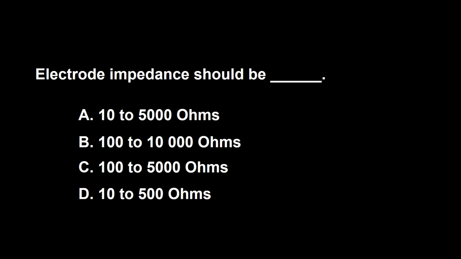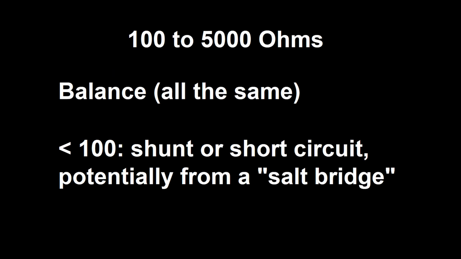The next question is, electrode impedance should be A. 10 to 5000 ohms, B. 100 to 10,000 ohms, C. 100 to 5000 ohms, D. 10 to 500 ohms. It should be kept between 100 to 5000 ohms.